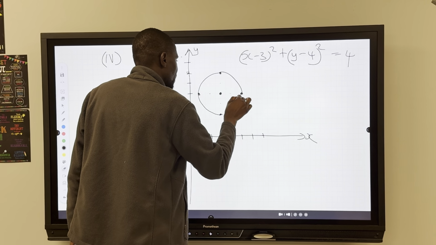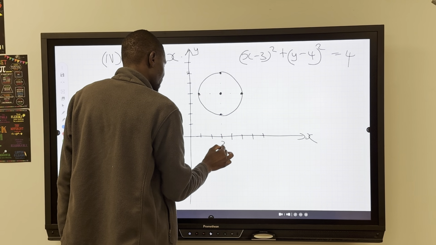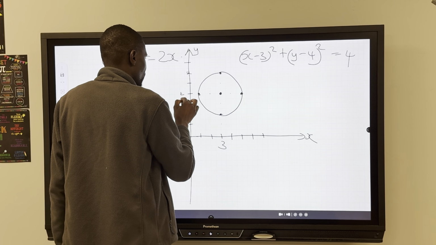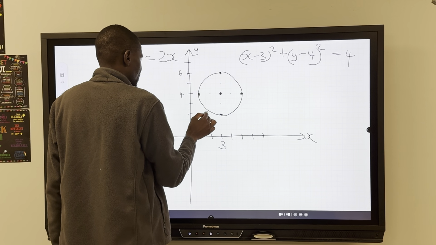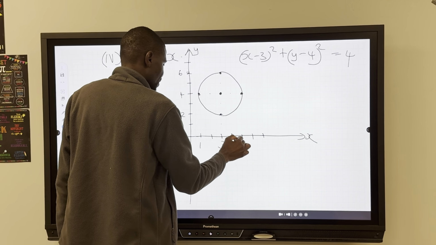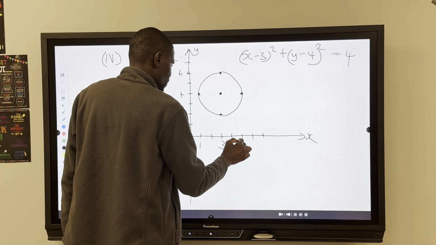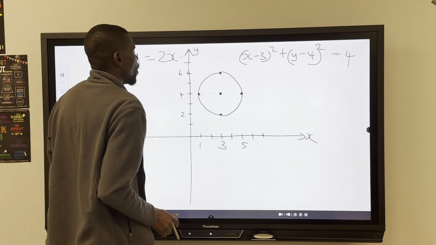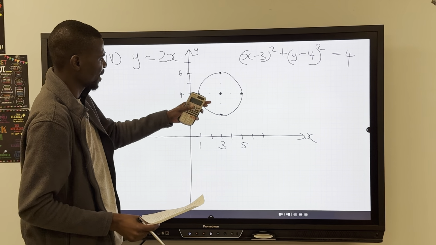Right, so as you can see, this is 3, that's 4, that's 6, that's 2, that's 1, that's 4, 3, 4, that's 5. Okay, so we have our circle.